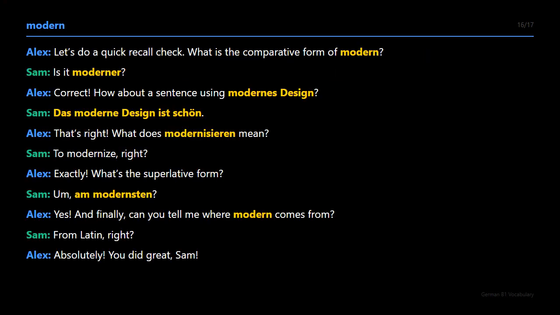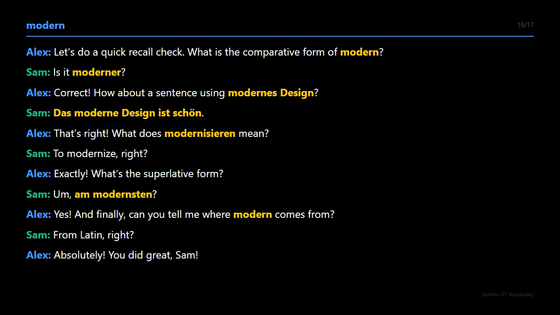Let's do a quick recall check. What is the comparative form of modern? Is it? Moderne. Correct. How about a sentence using modernes Design? Das moderne Design ist schön.